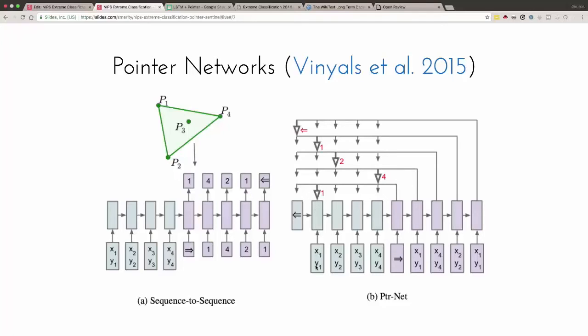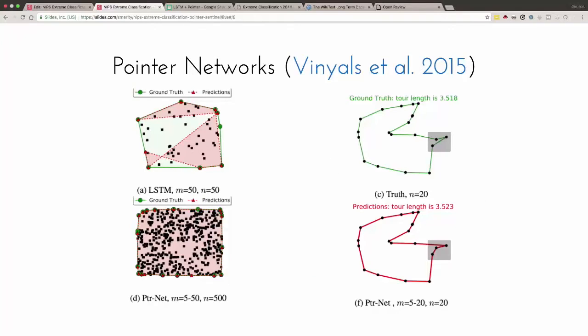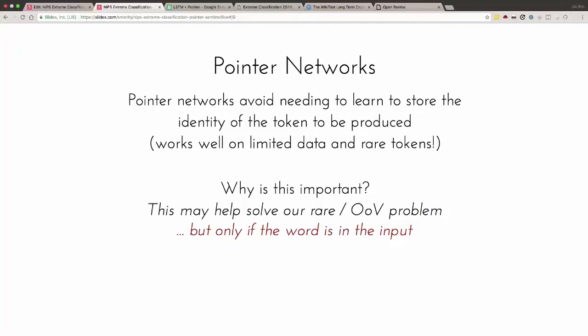And it can output the exact original point because all it's doing is pointing to the input and saying output that. And this has worked incredibly well for some very interesting and non-standard tasks. So things like convex hull, where the LSTM in the top left does terribly, but the pointer network in the bottom left does quite well on a far more complex task, and even things like traveling salesman's problems.